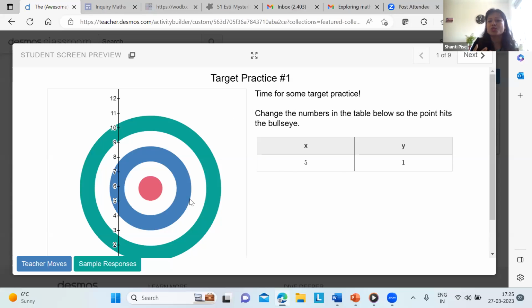You can talk to students and you can ask them, this is like a target. ये target को हमको करना है, bull's eye. We have to hit the target. तो मैं क्या responses लिखूं x और y में जिससे कि मेरा target hit होना चाहिए. आपको क्या लगता है? Any responses? Any responses for the target? क्या number लिखूं मैं x में?